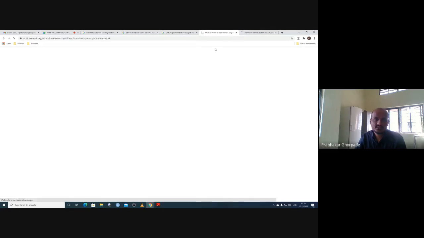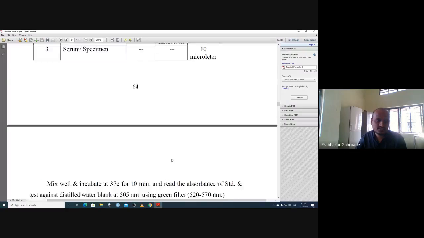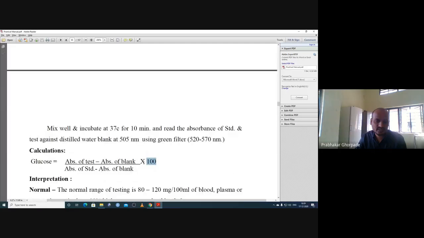So let's see the optical density. Here glucose concentration is equal to absorption of the test minus absorption of the blank, divided by absorption of the standard minus absorption of the blank, multiplied by 100. Since we have taken 100 milligram percent glucose, that is why we are multiplying it by 100.